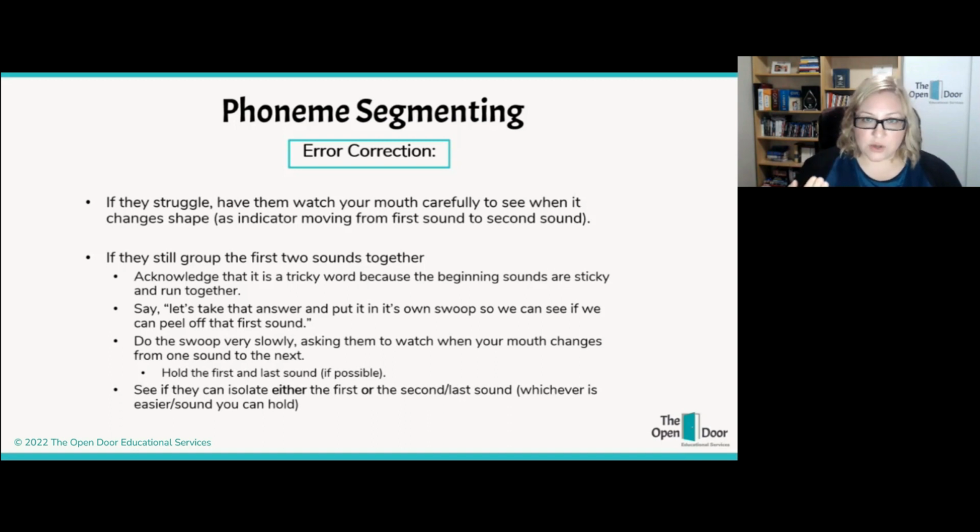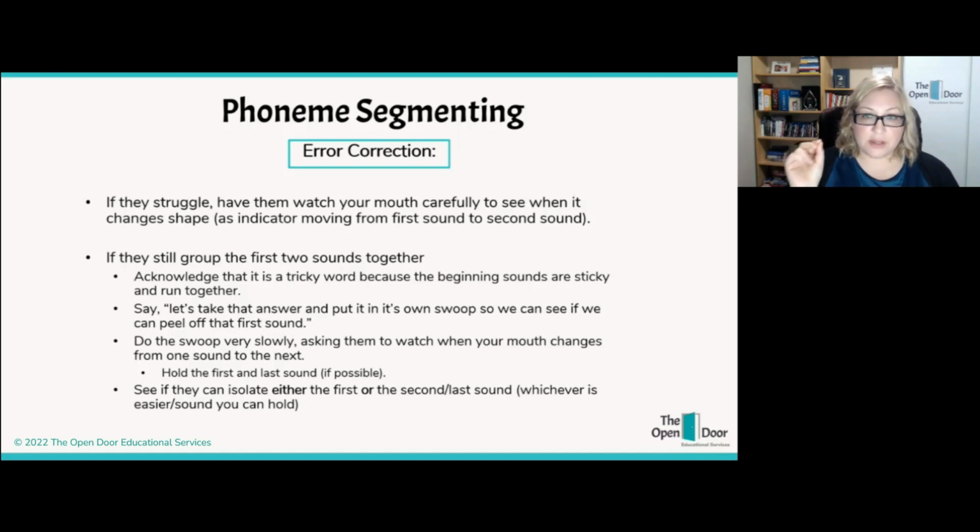So because you can't hold on to that first sound, it might actually be easier for the student to isolate the second sound first. So it would look like this. Coal. What's the sound that we're having at the end of that? Coal. Ol. Right, it's ol. So now we know that one of the sounds in coal is ol.